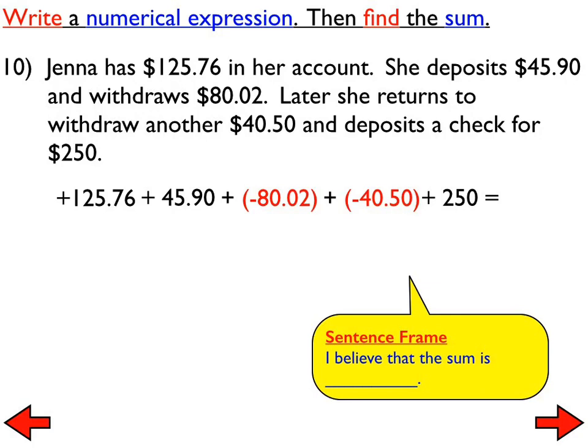And number 10, gathering all my positives together, I have 421.66 positives. Gathering my negatives together, I have 120.52 negatives. I have more positives than I do negatives. In fact, I have 301.14. So I believe that the sum is $301.14. Now go ahead and do number 11 all the way through.